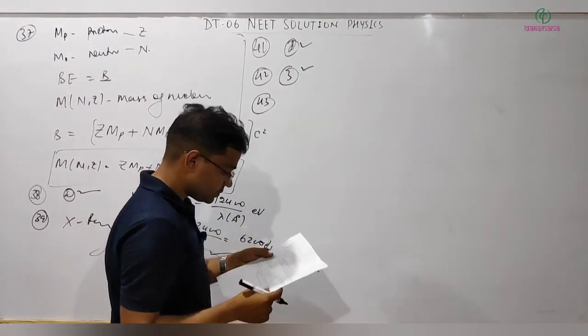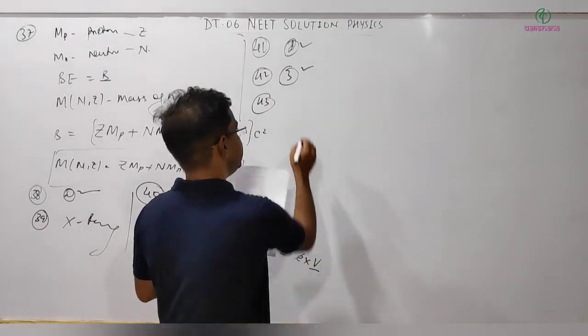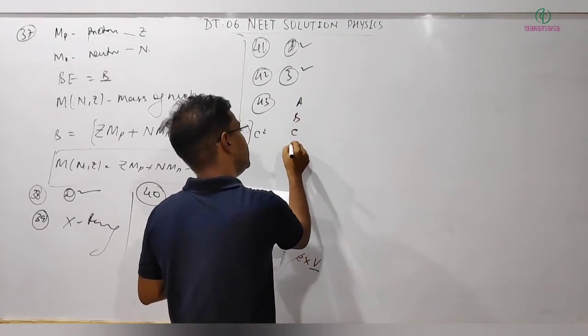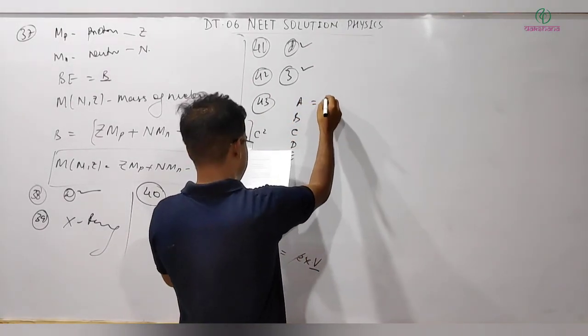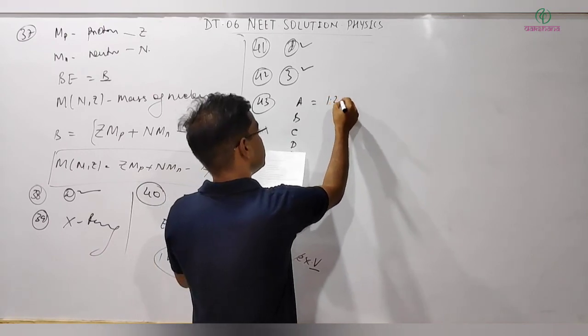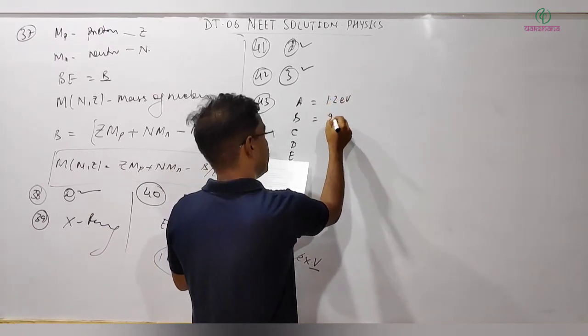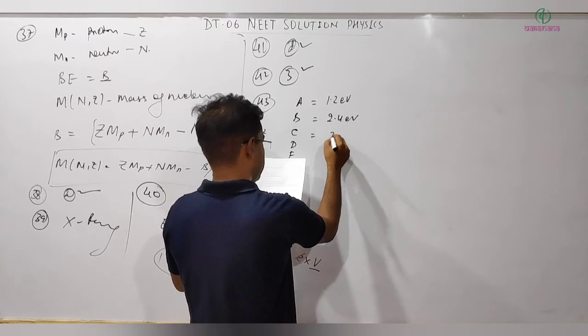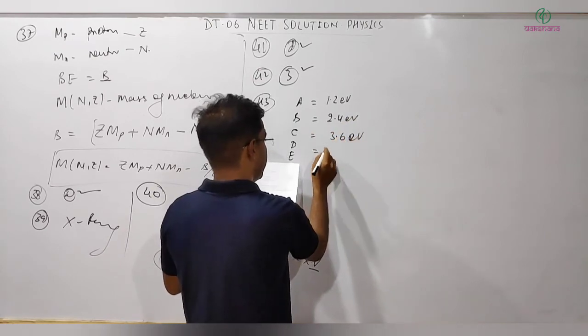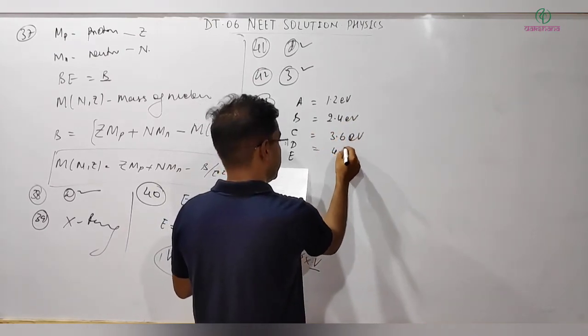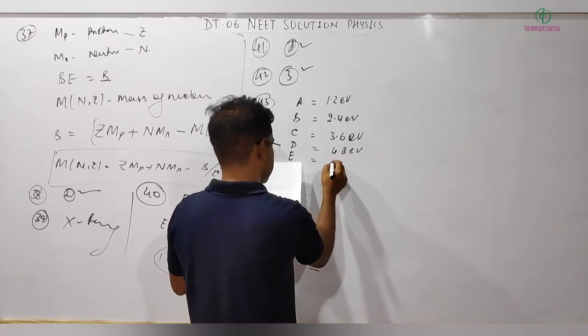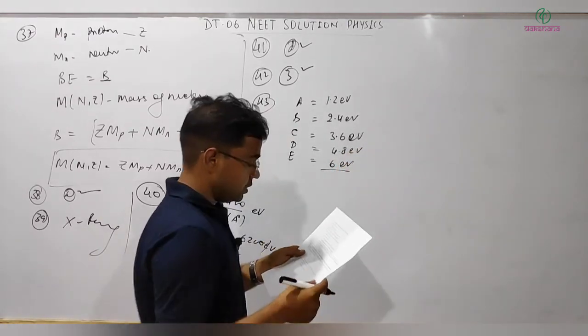Question 43. There are five elements A, B, C, D, E, and their work functions are given as 1.2 electron volt, 2.4 electron volt, 3.6 electron volt, 4.8 electron volt, and 6 electron volt respectively.